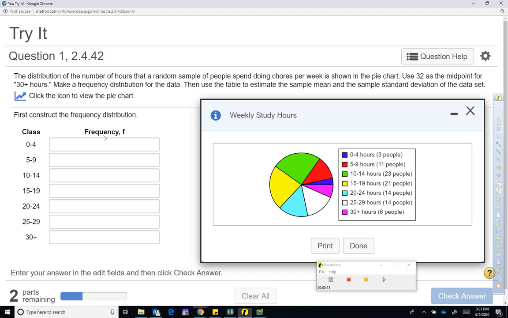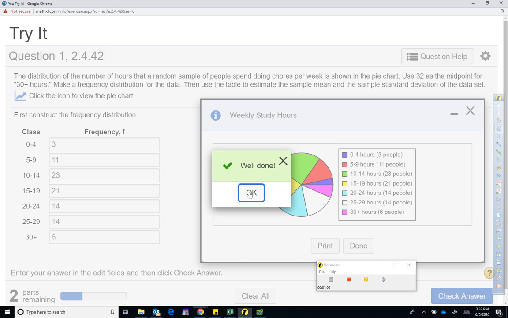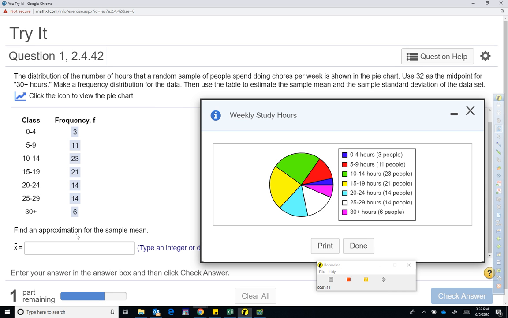The frequency for the first class, 0 to 4, is 3 people. So enter here 3. Then the next one is 11. Next one is 23. Next is 21. Then 14, 14 again, and then 6. So let's confirm this answer is correct. And yes, it is. Now it's asking to find the mean.